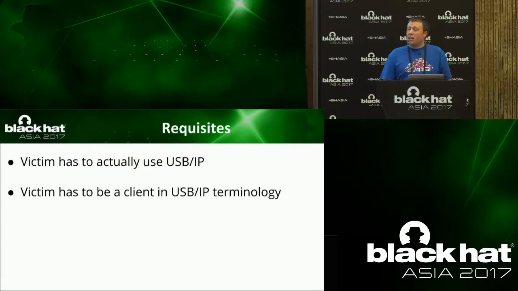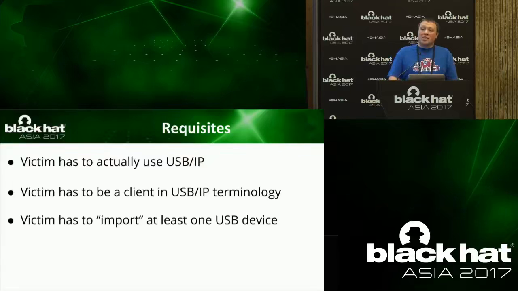Secondly, your victim has to be the client in USB IP terminology, that is the side which actually imports USB devices. I haven't found any issues with the server. So far, it seems the code there properly validates the buffer sizes, so it is only possible to exploit the client. Also, your victim has to import at least one USB device. As you saw from the previous diagram, the client becomes vulnerable only when it imports the socket into the Linux kernel. Before that, the client is reasonably safe.